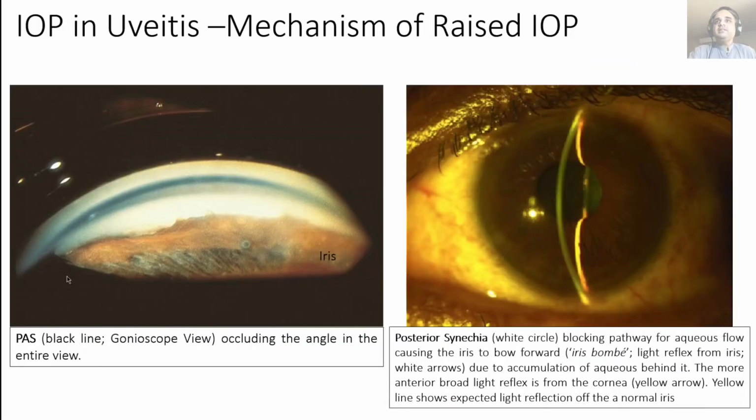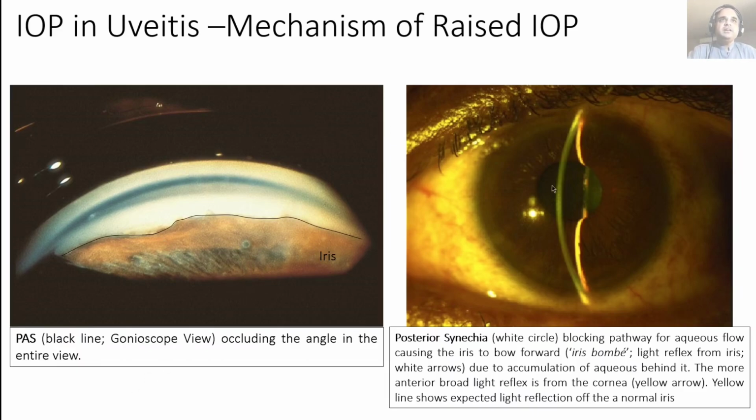So this is an example of peripheral anterior synechiae, PAS, this black line, and you can see the entire angle on this gonioscopic view. This quadrant of the angle seems to be blocked. So this is one mechanism in which IOP might rise in uveitis, and this is the iris. This is a gonioscopic view. We have done gonioscopy, and I'm sure you remember what a gonioscopic view was.